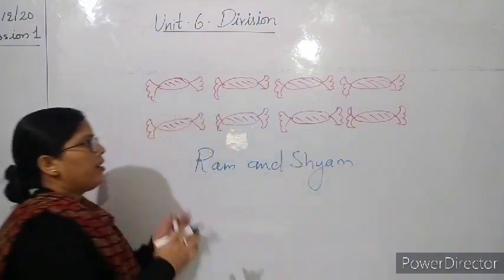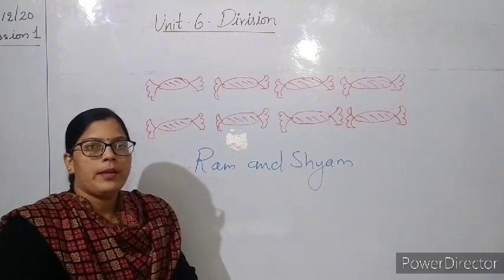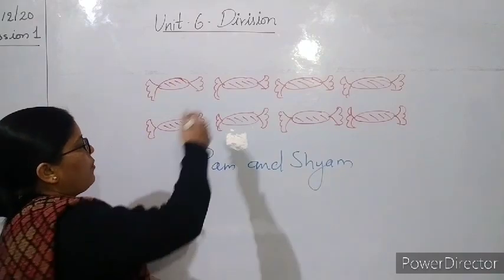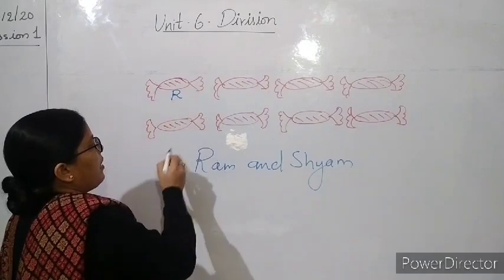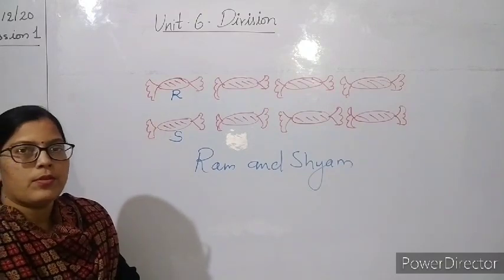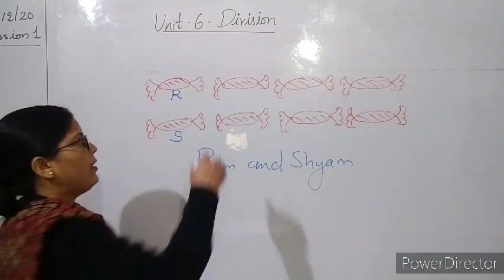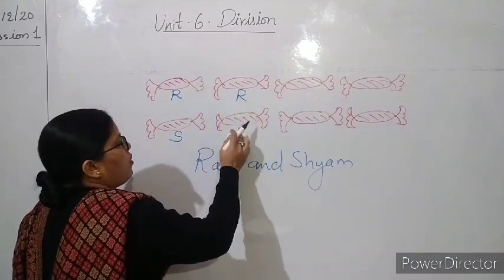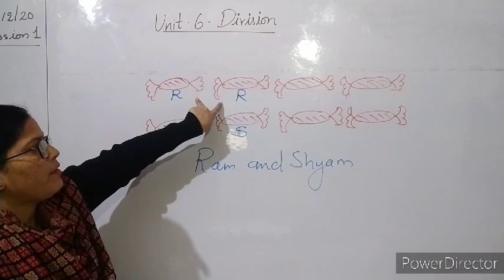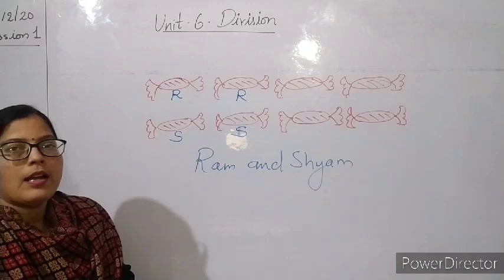Suppose we have to share these toffees in equal number between Ram and Shyam. Okay. So how will we distribute? First, we'll give 1 toffee to Ram and 1 to Shyam. Okay, I am writing R for Ram and S for Shyam. Okay, 1 is given. Now, still 6 toffees are left. Now we'll give one more toffee to Ram and Shyam. Okay, now 2 toffees are with Ram and 2 with Shyam. Okay, 4 toffees are still left.